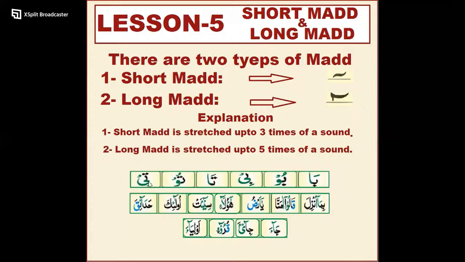So always when we see these short mad or long mad on top of these alif, waw or ya mad letters, we stretch their sound 3 to 5 times according to the mad sign. Now have a look at more examples. Mim alif ta mad. Alif mad has short mad, so ma, we stretch 3 times. So wherever we see short mad, we stretch 3 times, and where we see long mad, we stretch the letter sound 5 times. Let's practice.